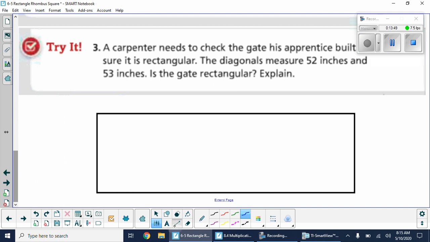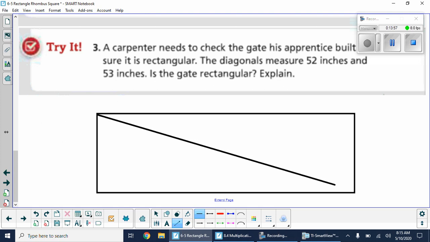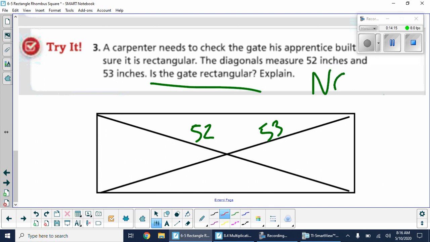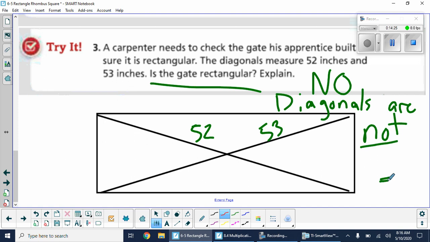It says a carpenter needs to check the gate of his entrance and make sure it's rectangular. There's one diagonal that is 52 inches, and the other is 53 inches. Okay, so I'm going to write that in here. This one is 52. This one here is 53. So is the gate rectangular? It's no, because the diagonals are not congruent.